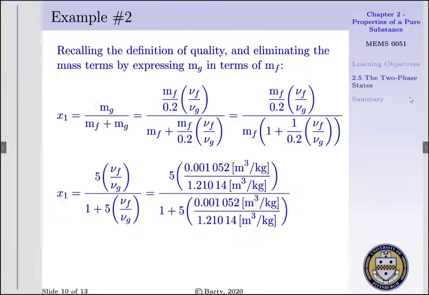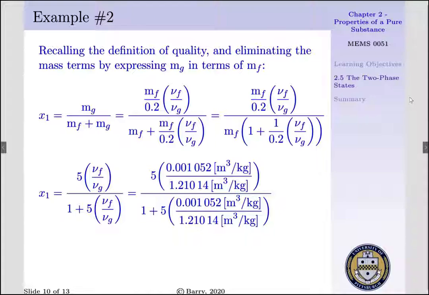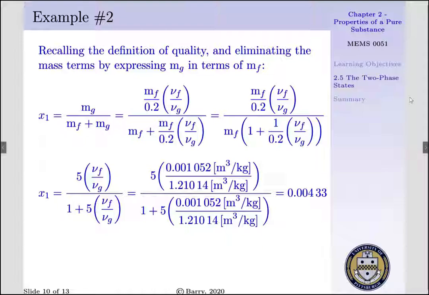Consulting table B.1.1, we see that our saturated liquid specific volume corresponding to 110 degrees centigrade is 0.001052 meters cubed per kg, and our saturated vapor specific volume corresponding to 110 degrees centigrade is 1.21014 meters cubed per kg. If we make these substitutions for nu sub f and nu sub g into our expression for quality, we see our quality at state 1 is equal to 0.00433, or 0.433%.